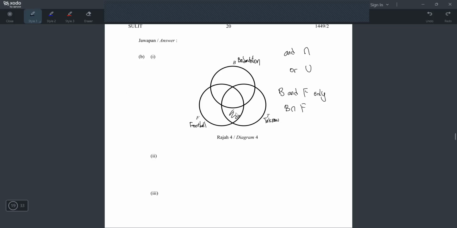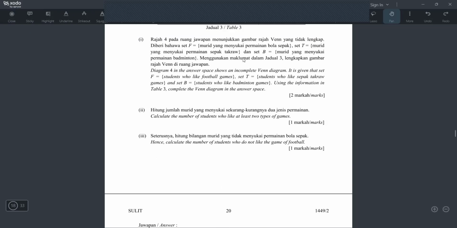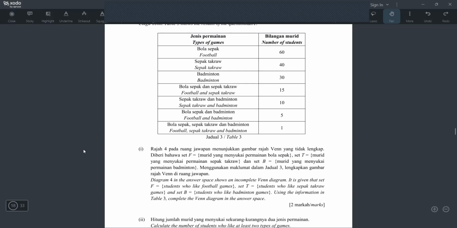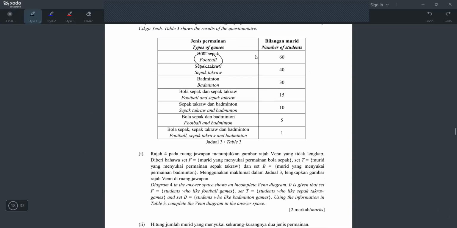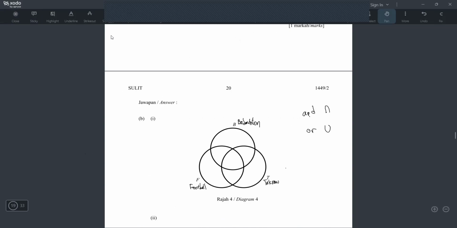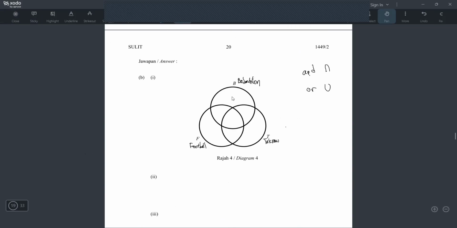Okay, now I will start doing the question. Even though I use a lot of time, it's worth it because I want you to understand the whole concept. I think I won't erase this. N is actually intersect, not union. Now we will look at table 3, because they want us to look at the table and complete the diagram, right? The first one, they say football 60. I'm just going to tell you, you can't put 60 here.